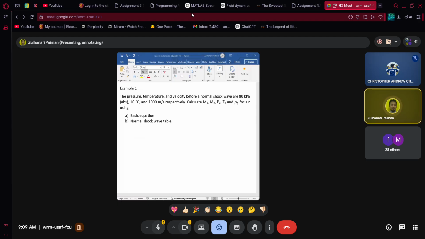In order to use the table, I think you have to round your numbers into two decimal places. Because if you look at the tables, for the Mach number 1, you only have two decimal points: 1.30, 1.32, 1.34, and so on.